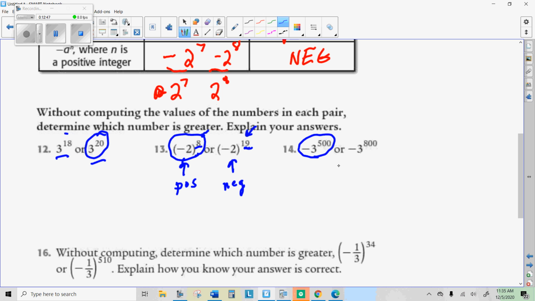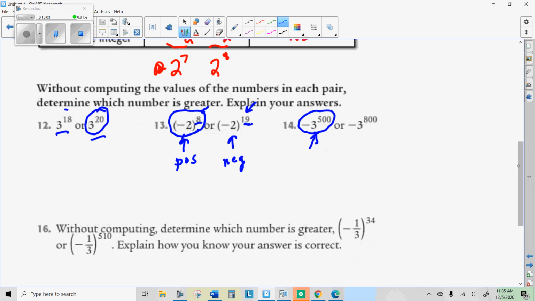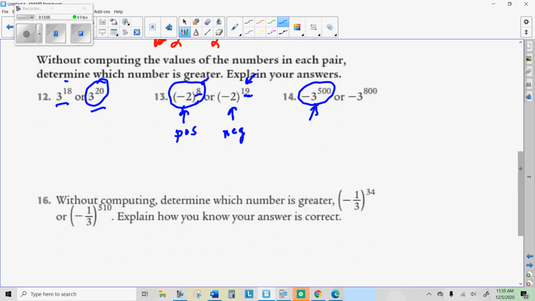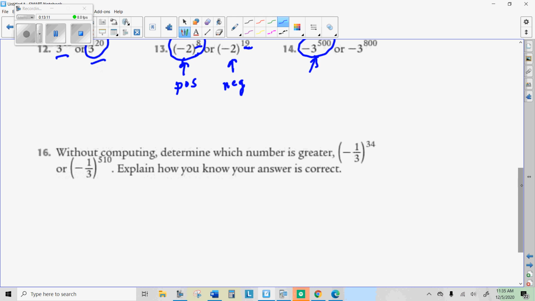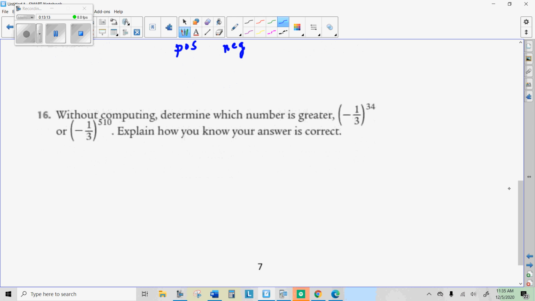Okay. And on this one, these are both negative numbers. And the larger the negative number, or the more negative it is, the smaller it is. So this one is less negative because you're only multiplying by 3 500 times, not 800 times. By the way, those are astronomically big numbers. On your calculator, you probably won't even get it to show you the actual number. It's so big.